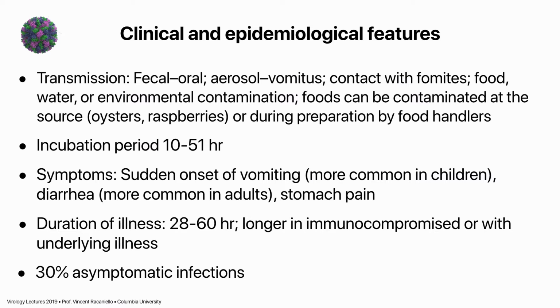So it's fecal-oral transmitted, but vomiting is also known to transmit it, as is contact with contaminated material. Foods can be contaminated at the source. Oysters, for example, are filter feeders and can pick up the virus in the waterbeds. Raspberries too, if you wash them with contaminated water. Food handlers are often asymptomatically infected, and because they don't have good hand hygiene, they can contaminate the food, and then you go to eat it, and you get sick.